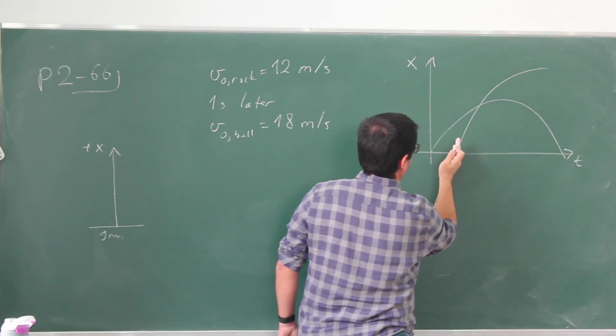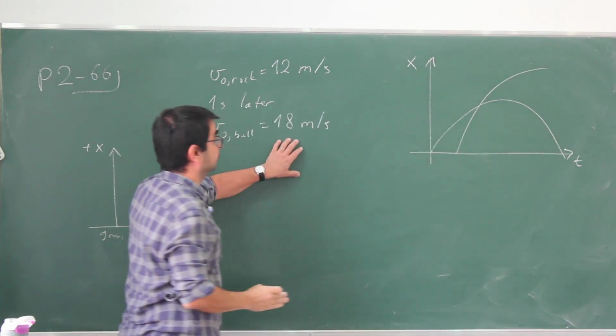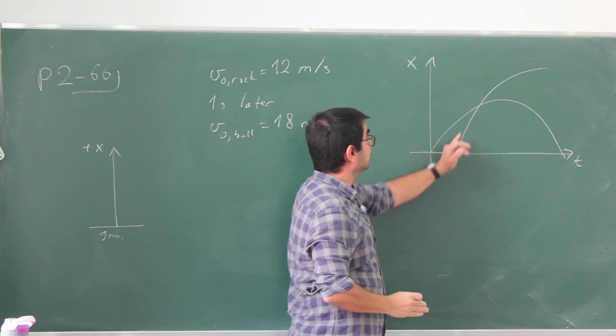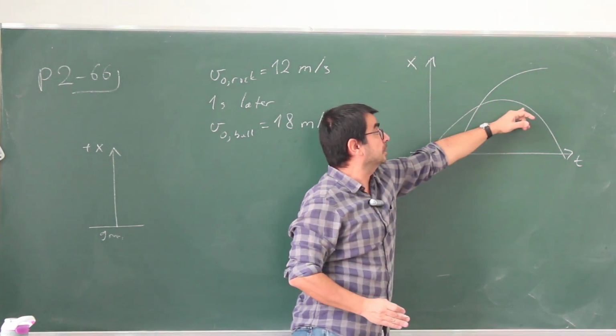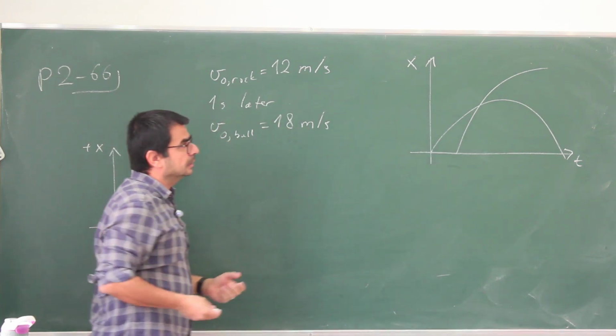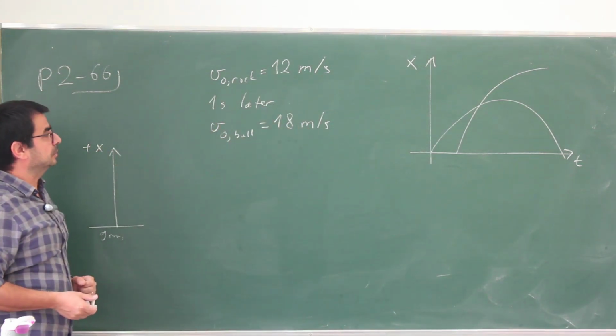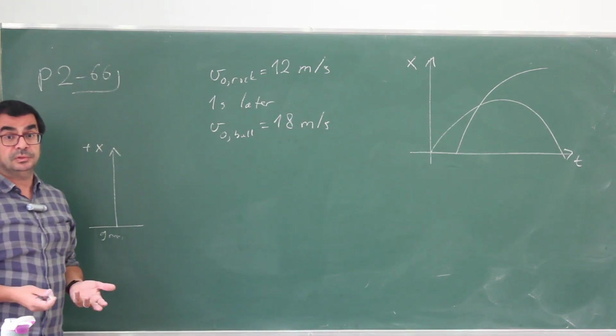Okay, so with a higher slope, because it starts at a larger velocity, it starts like 1 second later, and they are going to collide. Not necessarily when the ball is still on its way up. It could be that they collide over here, but the picture is going to look something like this. Okay, so they are going to collide at some point. Now, how do we solve this problem?